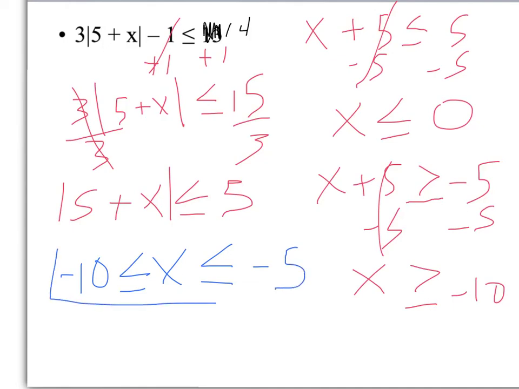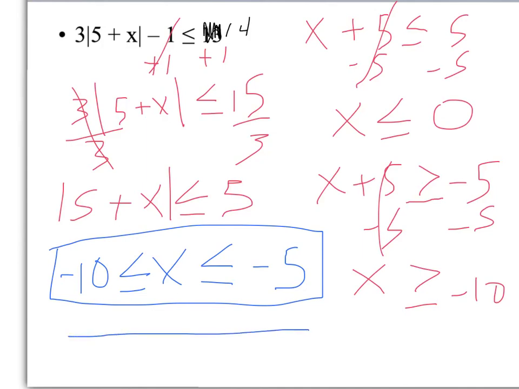So this is my answer officially. And then on the number line, we'd have the smaller one, negative 10 here, negative 5, closed circles, and shaded in between.